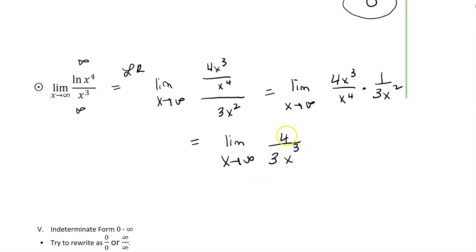Now this is very important. Again, we only use L'Hopital's rule this one time. This one is not L'Hopital's rule. You cannot do this limit by L'Hopital's rule. You just have to observe that this is a number over something approaching infinity, which is going to give you a 0.